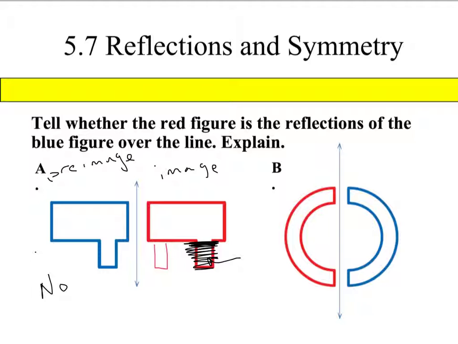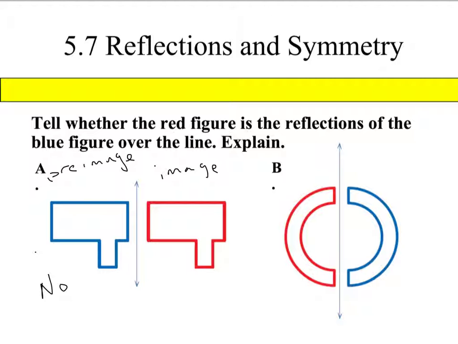This shape that I just drew, and just kind of erased this section, that would be a reflection. However, that's not the shape we are given. We are given this shape, which makes it not a reflection. Awesome. Okay, let's move on to the next one, letter B.